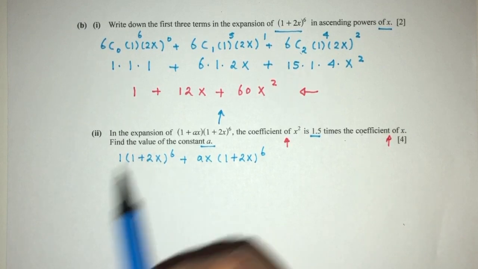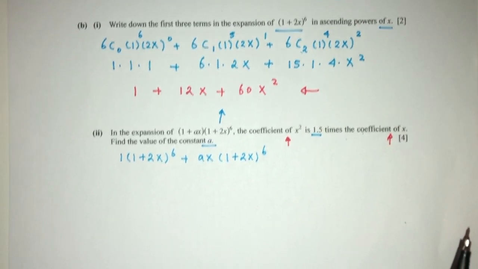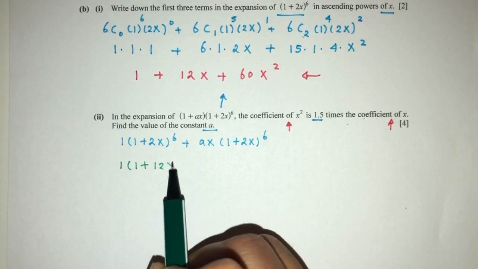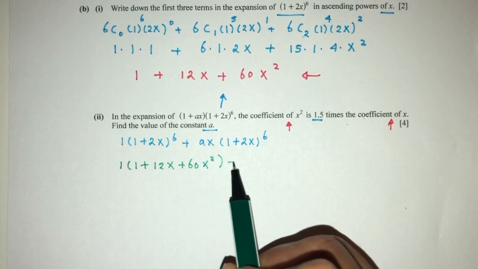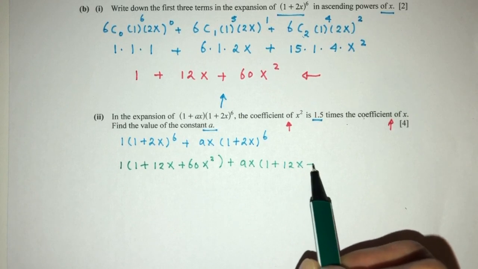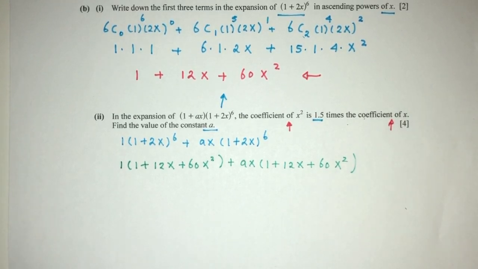Now, let's replace the values here for the first 3 terms. Obviously, we have to use what we have before to help us. That will be 1 times (1 plus 12x plus 60x squared), plus ax times (1 plus 12x plus 60x squared). So now we can simplify.